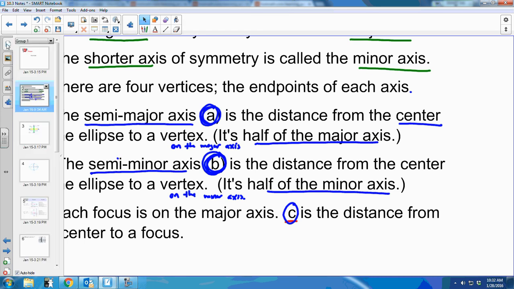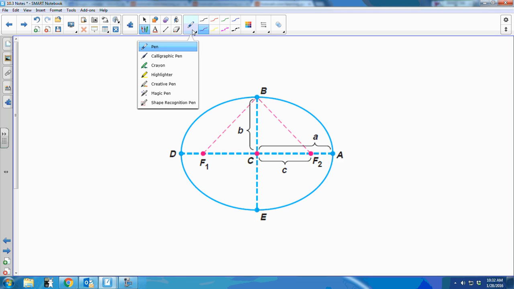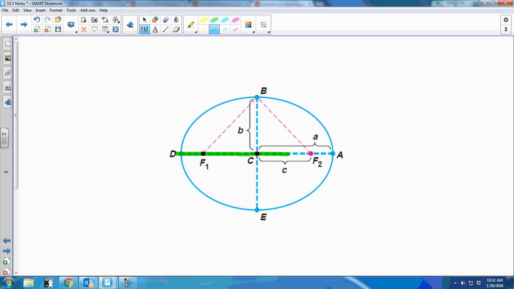Again, showing you a picture. So we know that from A to D is the major axis. Well, A is half of that. Just making sure we're following. We know that E is the minor axis. Well, B is half of that. Okay, so semi-major, semi-minor. Everyone good with that? Yeah? Maybe. Okay.